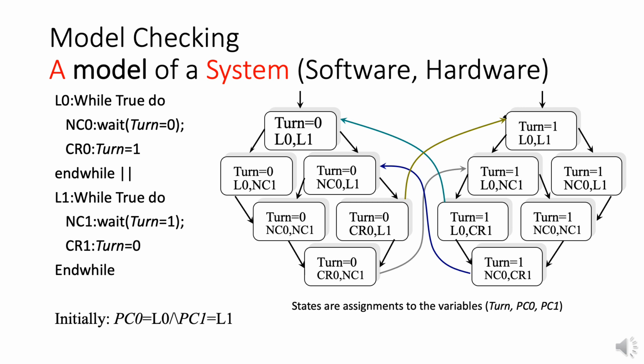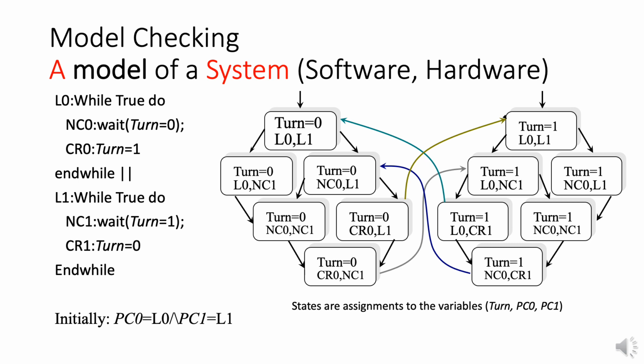So let's consider a concurrent program which appears on the left of the slide. It consists of two processes, and the intention is to solve Dijkstra's mutual exclusion problem. Each process consists of 4 lines, and inside a loop, each process wants to enter its critical section, which is labeled with CR0 or CR1, depending on the process.